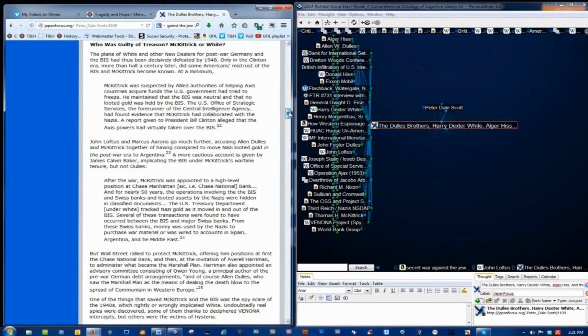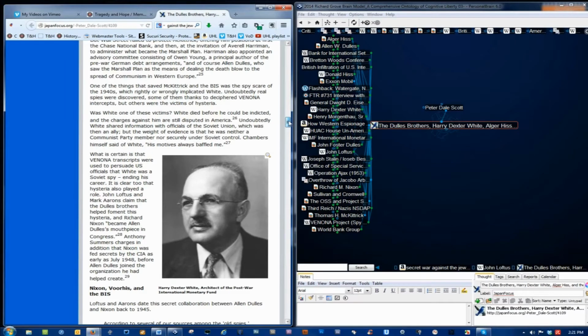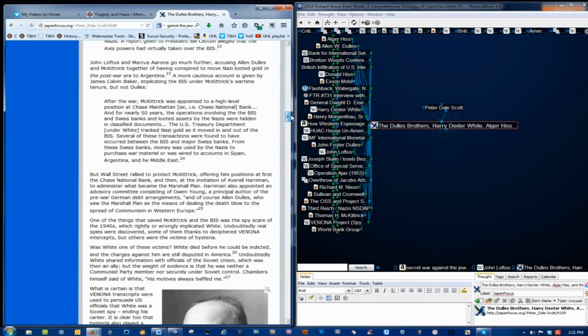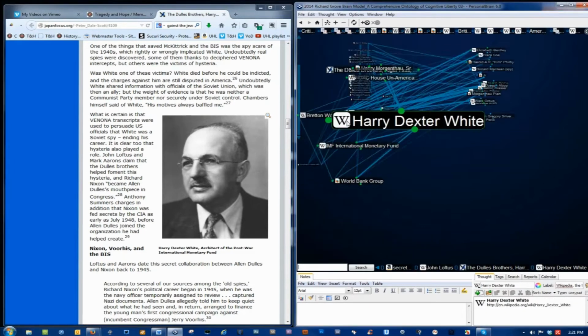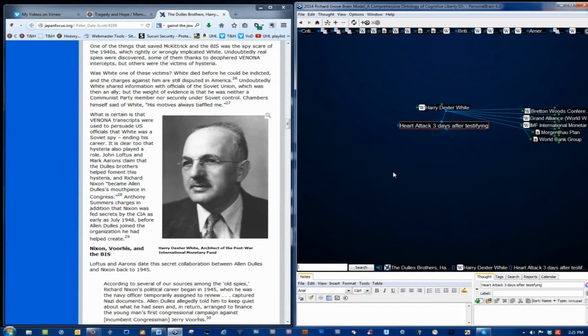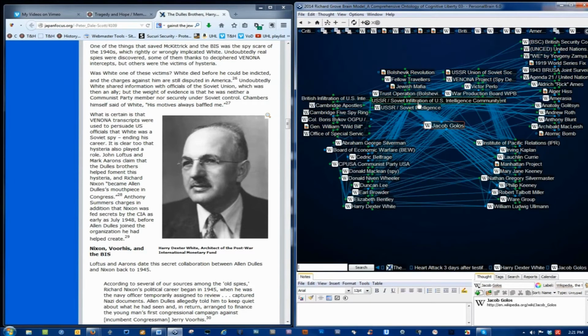One of the things that saved McKittrick and the BIS was the spy scare in the 1940s, which rightly or wrongly implicated White. Undoubtedly, real spies were discovered, some of them thanks to deciphered Venona intercepts, but others were the victims of hysteria. Was White one of these victims? White died before he could be indicted, and the charges against him are still disputed in America. Undoubtedly, White shared information with officials of the Soviet Union, which was then an ally, but the weight of evidence is that he was neither a Communist Party member nor securely under Soviet control. Chambers himself said of White, quote, "his motives always baffled me," end quote.